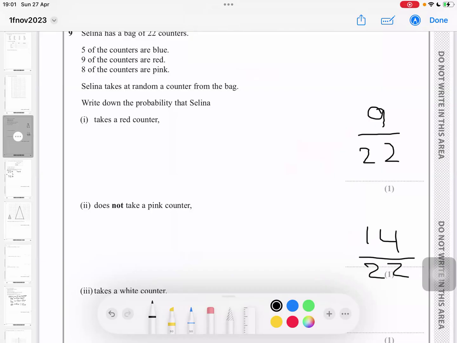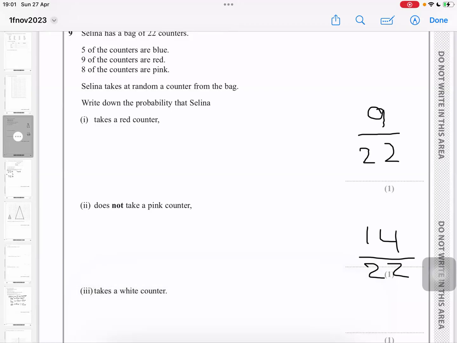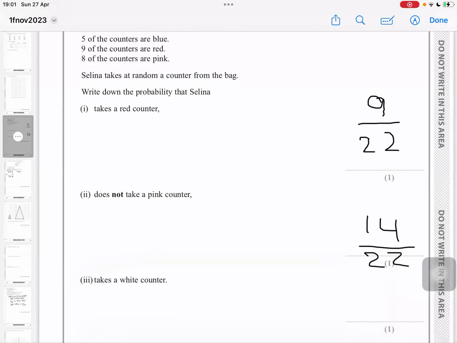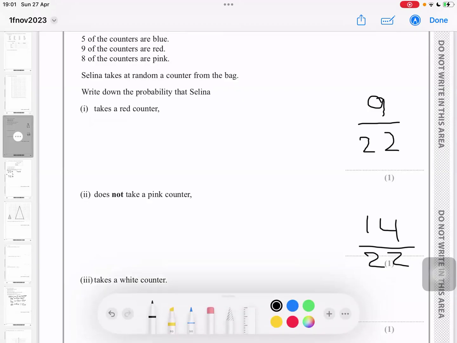(22/22) minus 8/22. Good, 14. Okay. All right, let's move on to the next one. The next one says, write down the probability that Selena takes a white counter. Now, if you look at that whole setup, I'm sure you can see there's none that is white, right? Yes. So the answer is 0, clearly. No, there's no chance of that happening. Okay, so we can move on.